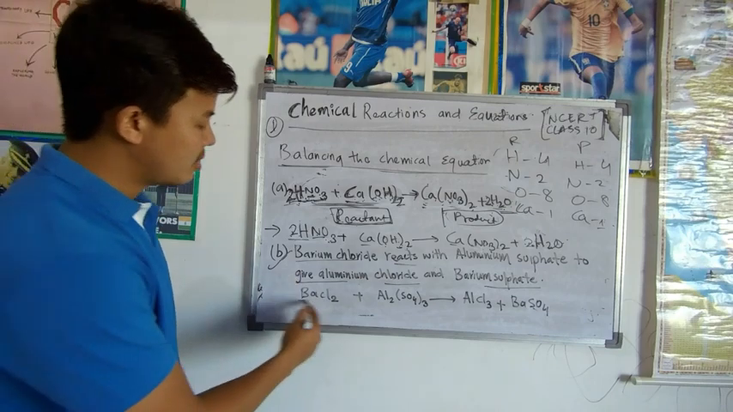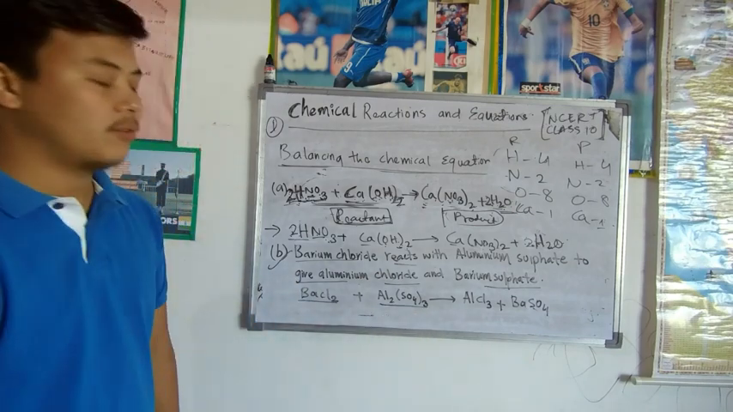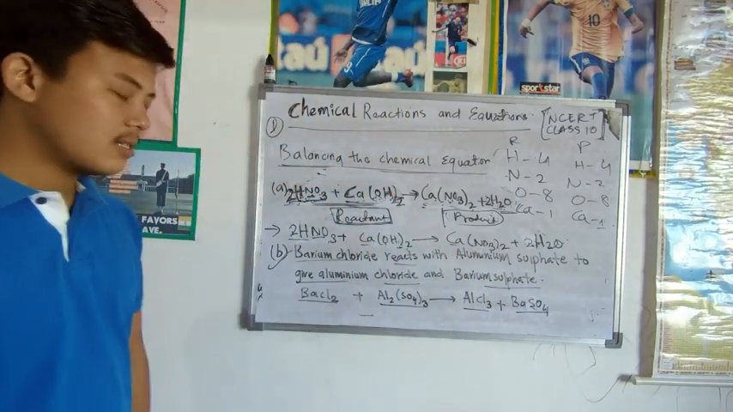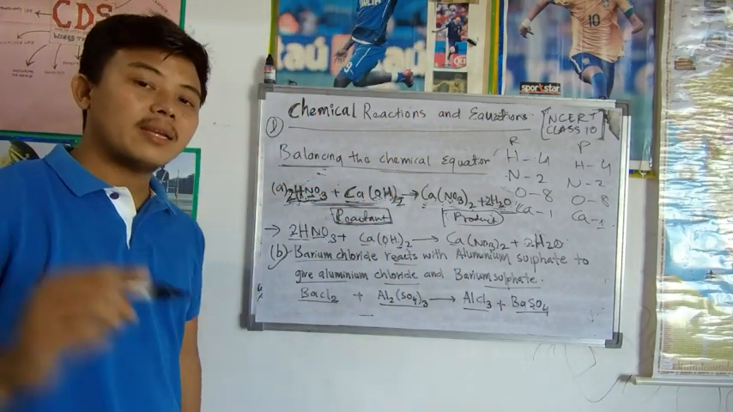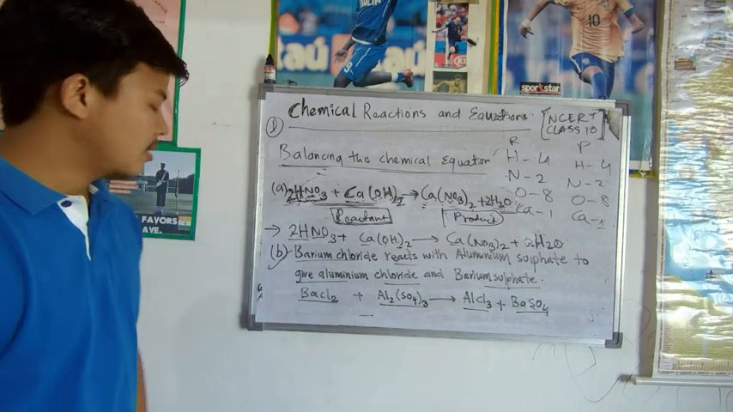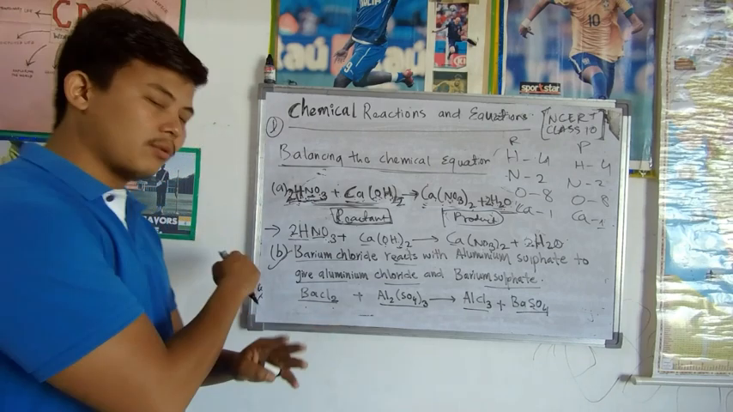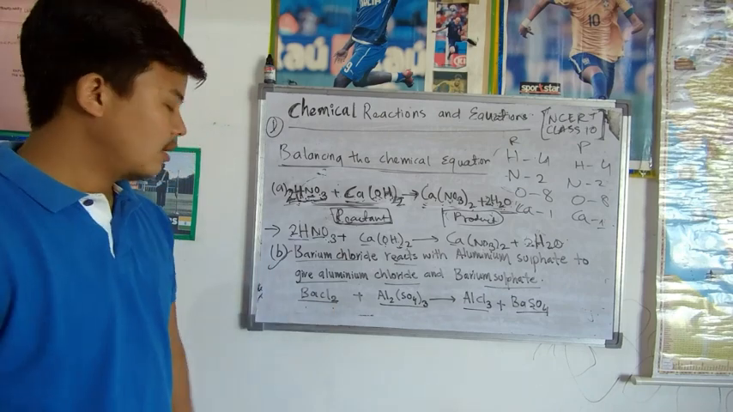The formula BaCl2, Al2(SO4)3: barium chloride plus aluminum sulfate gives aluminum chloride plus barium sulfate. You have studied in class 9 how to make the chemical formula. There we studied the concept of valence and valency, and after that we have to crisscross it and put the number of atoms.